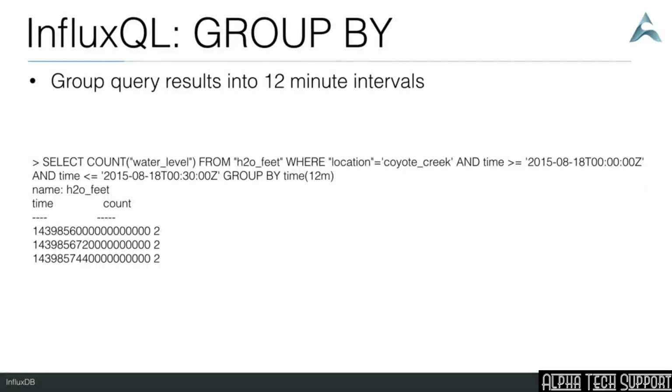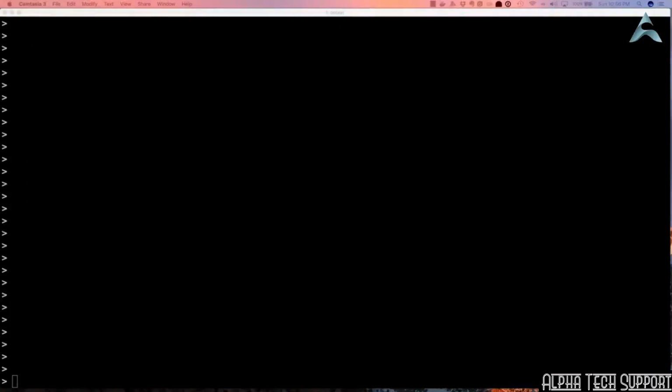Group query results into 12-minute intervals. Select count water level from H2O feed where location is Coyote Creek and the time is between two timestamps in 2015, group by time 12 minutes. As you see, it will count the amount of measurements taken in that time frame. This is useful if you got a lot of sensor data and you want to know how much data is actually being recorded in, let's say, a 12-minute interval.